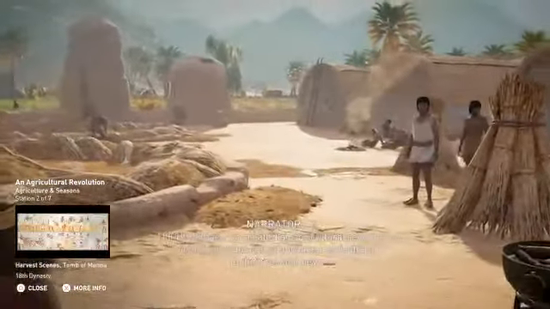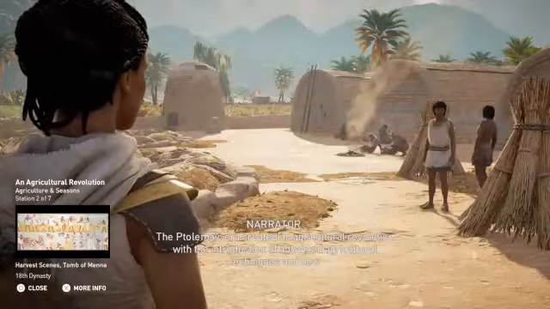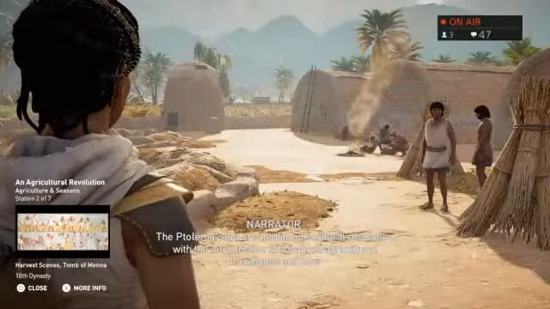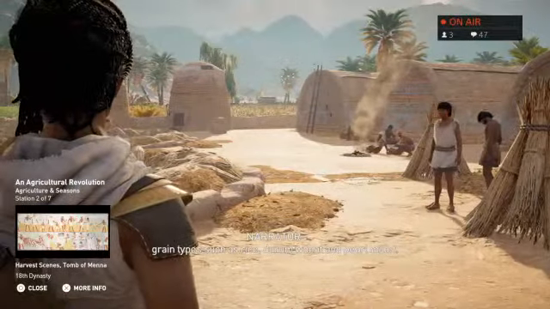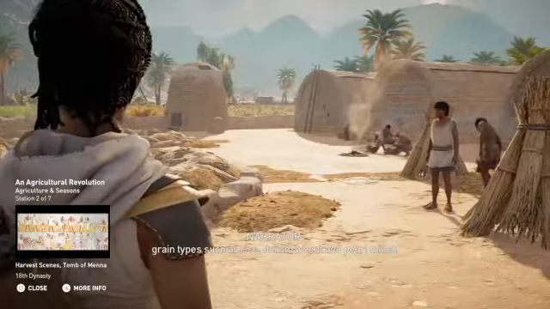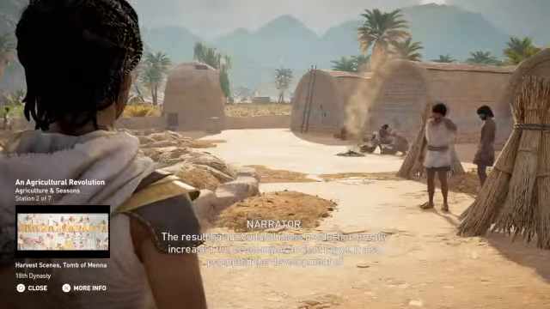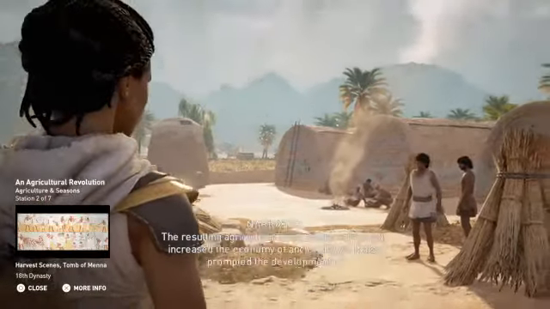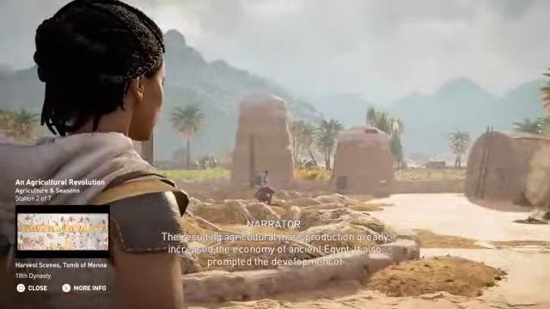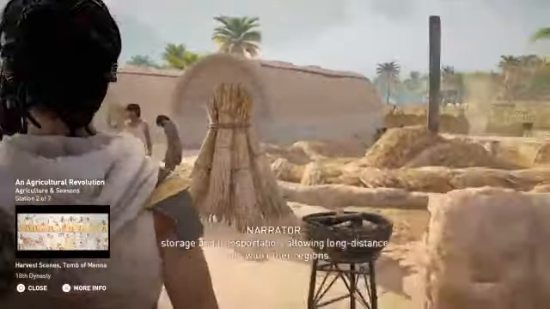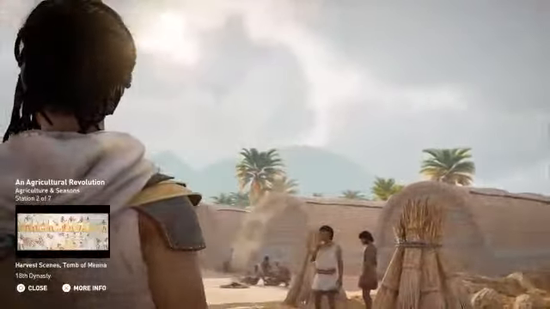The Ptolemaic era created an agricultural revolution with the introduction of advanced agricultural techniques and new grain types such as rice, durum wheat, and pearl millet. The resulting agricultural mass production greatly increased the economy of ancient Egypt. It also prompted the development of storage and transportation, allowing long-distance trade with other regions.